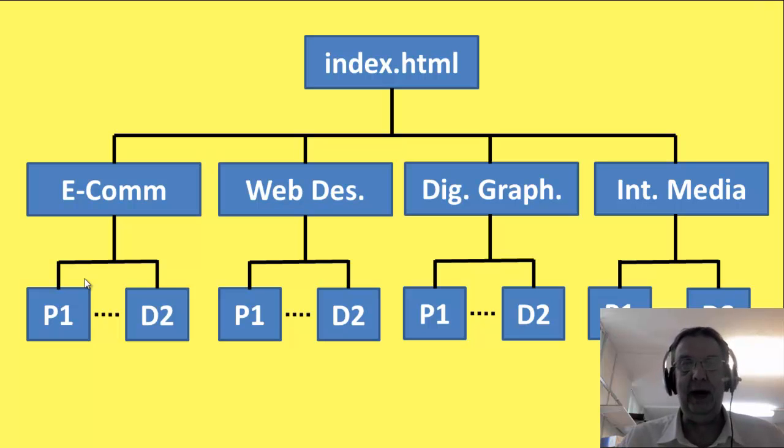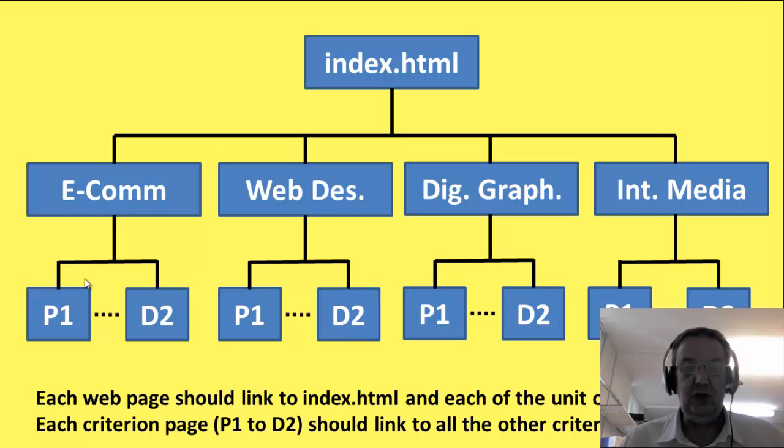And finally, a couple of words of warning. Each web page should link to index.html and to each of the unit overviews. Let me explain. Index.html here should link to e-commerce, web design, digital graphics and interactive media. But for example, interactive media here should link to the home page, should link to digital graphics, web design and e-commerce, and obviously it should link to each of the criteria pages for interactive media.